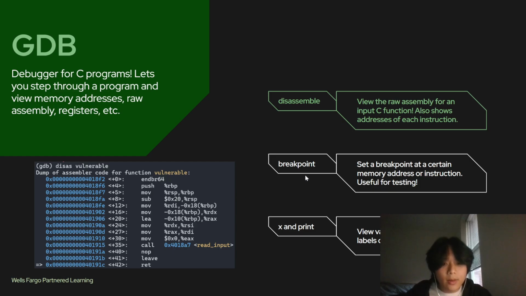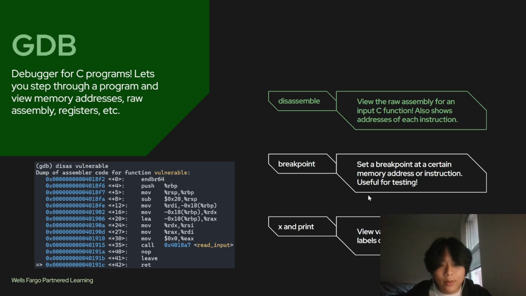Another thing that's going to be useful is breakpoint, which I believe the command is actually just B, not breakpoint as a whole. But this will allow you to set breakpoints at certain memory addresses or instructions in your code, which can be very useful for testing purposes, and indeed it will be useful for our demo too, so we can check in on what's going on in the program flow.